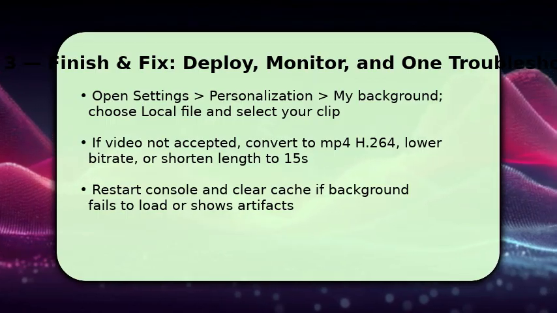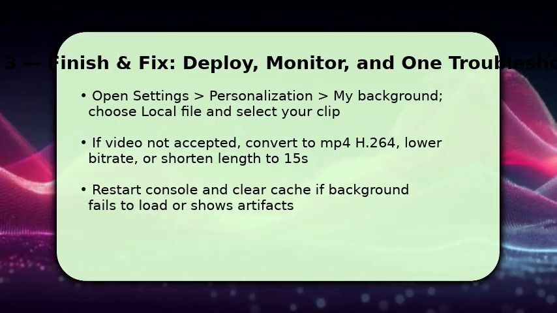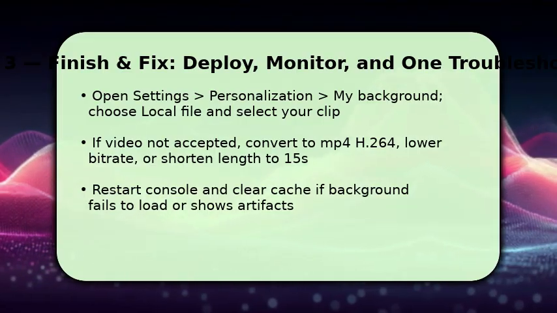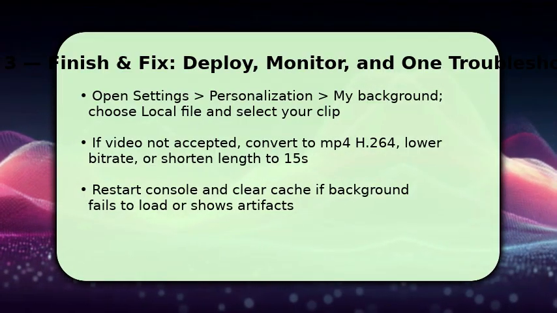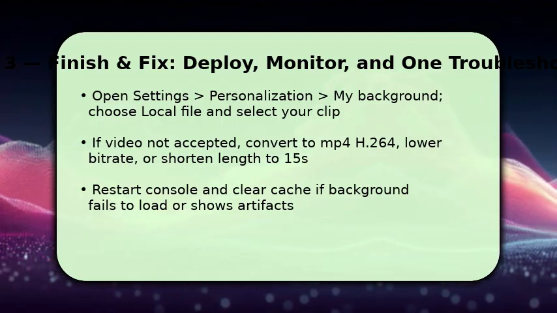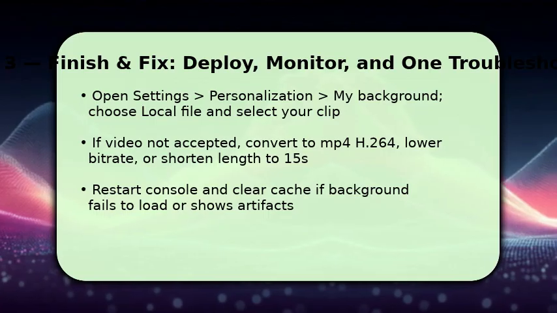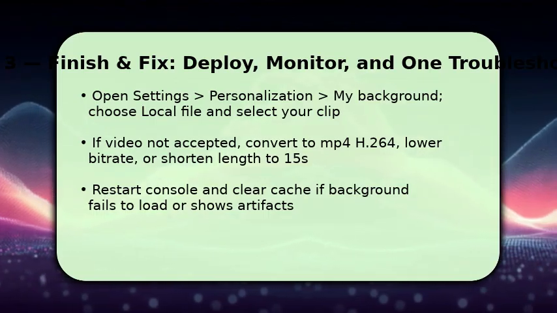If the file is rejected, convert to MP4 H.264, reduce bitrate, or shorten to about 15 seconds because encoding limits often cause failure. If artifacts or no background appear, restart the Xbox and clear system cache. That one troubleshooting tip usually resolves the majority.